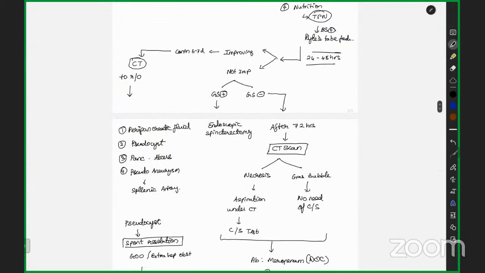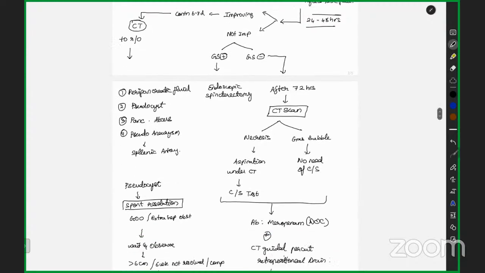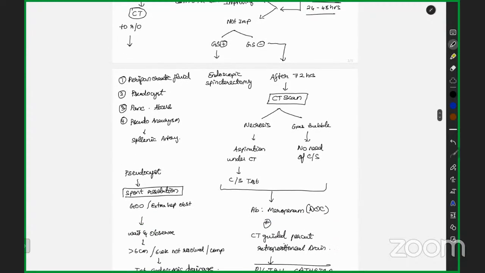Now, I'm going to see whether gallstone is there or not. If gallstone is there, I'm going to perform endoscopic sphincterotomy. If that is not there, after 72 hours, I'm going to do a CT scan. Why do I do a CT scan after 72 hours? Because it is going to increase our sensitivity. Now, I'm going to see whether there is any necrosis or gas bubble.